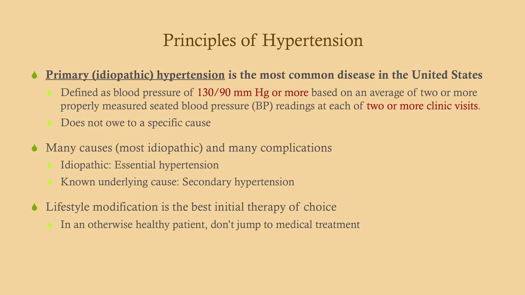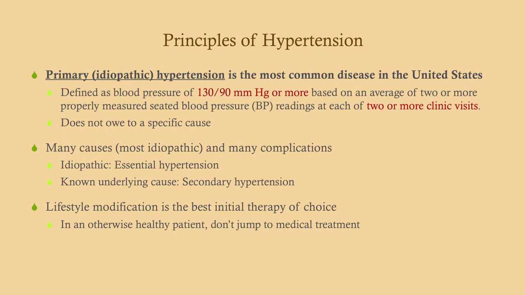All right, so primary or idiopathic hypertension is the most common disease in the United States. Like I said, about 30% of people have hypertension in one form or another. It is defined as a blood pressure of 130 over 90. The exact definitions are going to vary depending on the source. The American Heart Association does define it as more than 130 over 90, and that can be either a systolic more than 130 or a diastolic more than 90. Now, there are two stages of hypertension, and you'll want to know what those are.